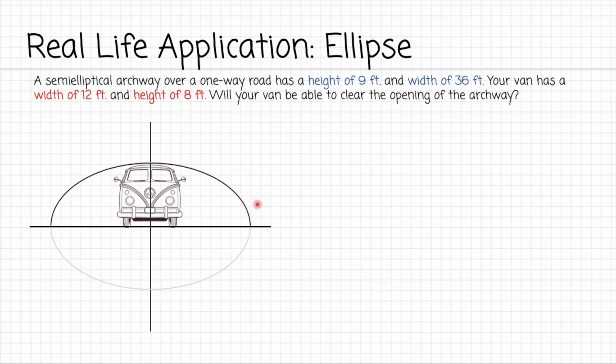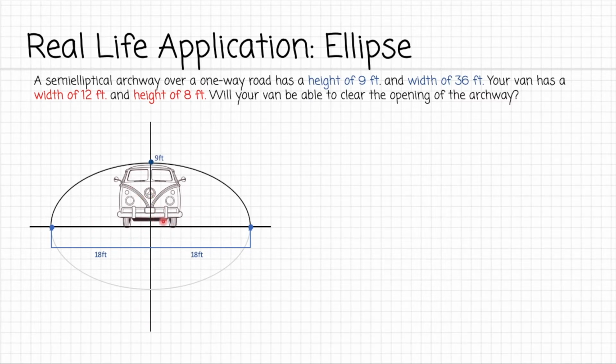Okay, firstly, the width of our semi-elliptical archway is 36 feet, but I've divided it in half from the center, so it's 18 feet or 18 units away from the center on this side, and same goes for the other side. The height of our archway is 9 feet, or 9 units away from the center. Same would go for the bottom of this graph if this were an entire ellipse.